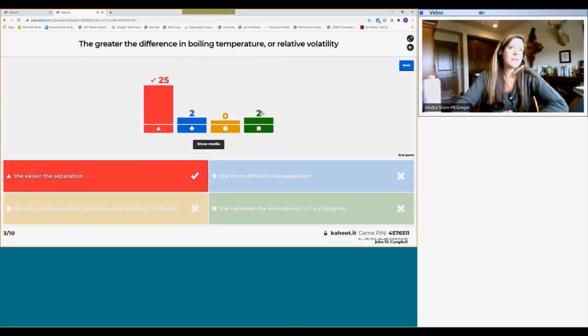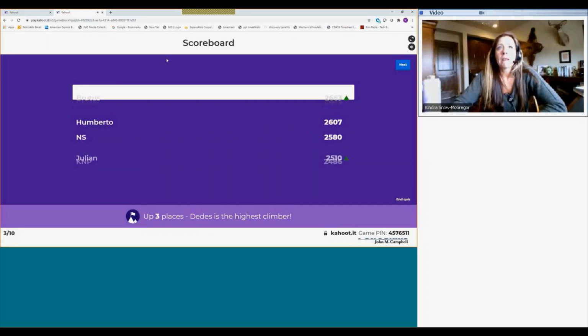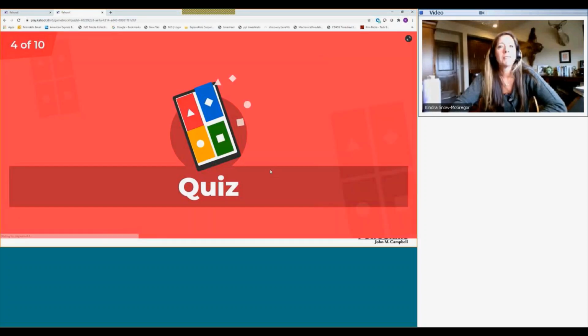All right, excellent job. The greater the difference in my boiling temperatures, the easier the separation. And Brutus now took the lead over Carlos. Nice work, but boy, you guys are neck and neck.